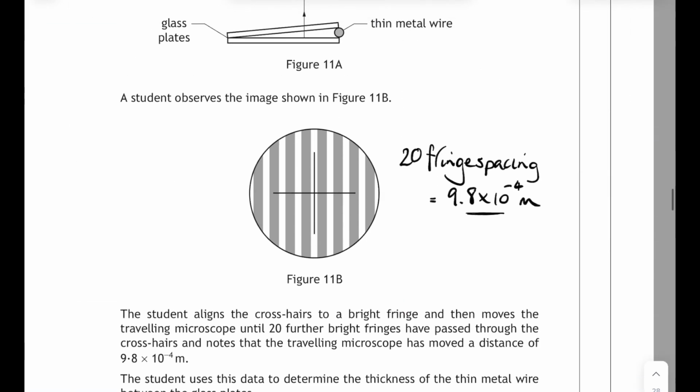So let's go back to the diagram. There's the thin metal wire there, and it's that thin metal wire that is producing the air wedge between the two glass plates. And when we view the sodium light reflected from the apparatus, we see that interference pattern there. Now 20 fringe spacings was 9.8 times 10 to the minus 4 metres. So one fringe spacing, delta x, will be 9.8 times 10 to the minus 4 divided by 20. And that's 4.9 times 10 to the minus 5 metres.